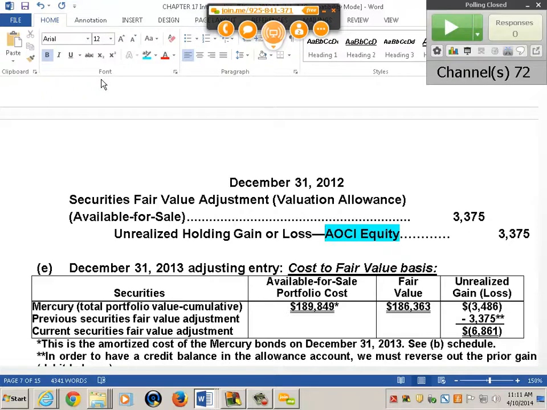All right, now this, to me, is the unique information, something you probably have not seen. Let's get some questions. Yeah. So if it's a trading security, then you'd have to say it's an unrealized holding gain or loss dash income. Net income, yeah, right. Okay, good question. If this was trading, you'd have to designate this as unrealized holding gain or loss in net income. In net income. Leaving that off, can't give you any credit.